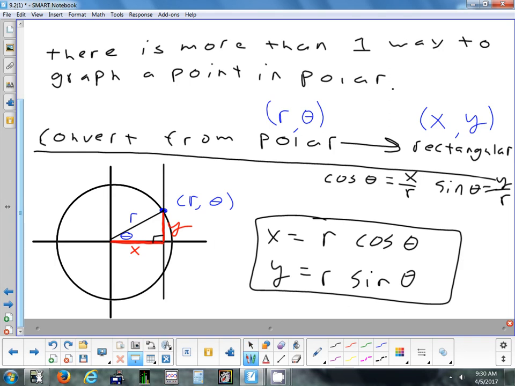What trig function didn't I use here that is one of the three we use a lot? We didn't use tangent. Okay, we'll come back to that when we look at converting the other way.